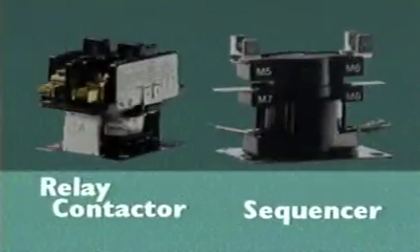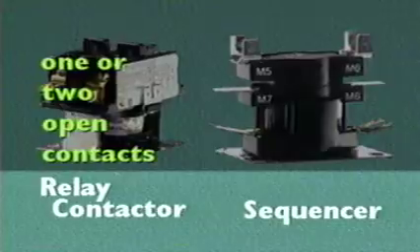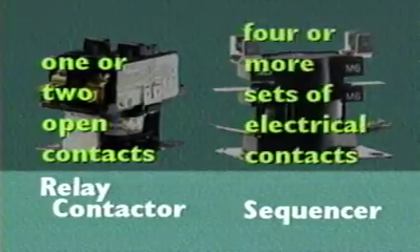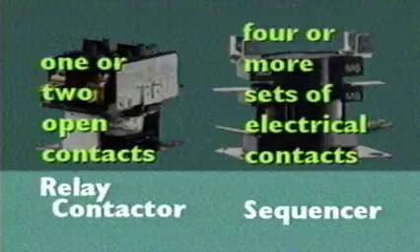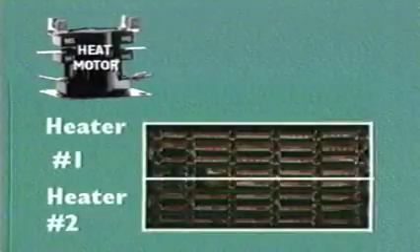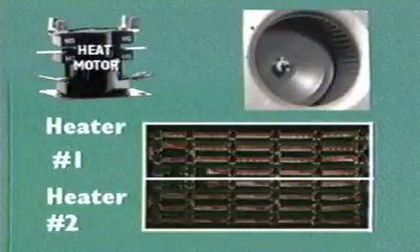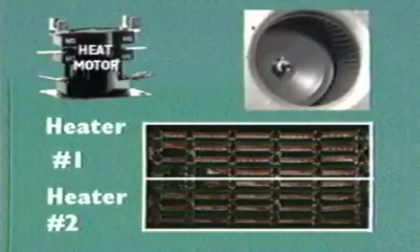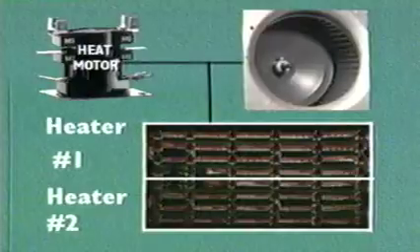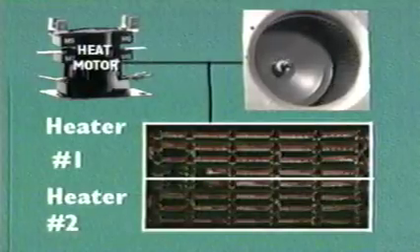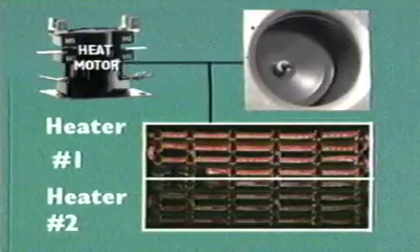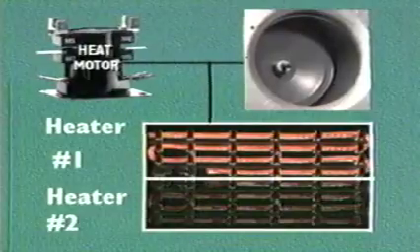Relay contactors will contain one or two normally open contacts, whereas sequencers may contain 4 or more sets of electrical contacts. The heat motors in the sequencers control the sequential operation of multiple banks of strip heaters and allow for delayed blower operation. With sequencers, the blower motor must be wired into the circuit so that it is energized either at the same time as or slightly before the first heating element.